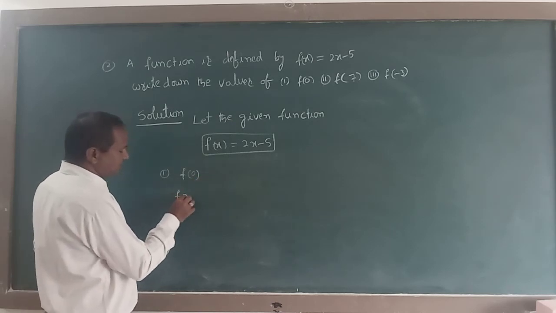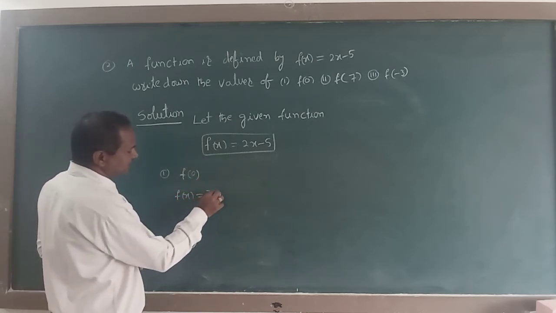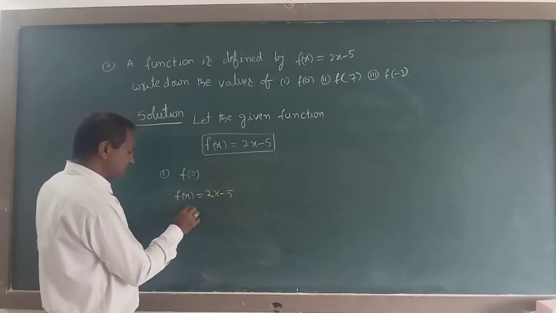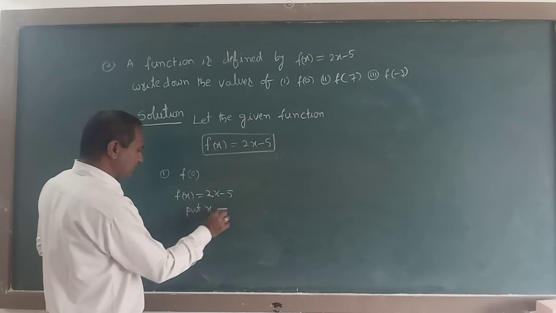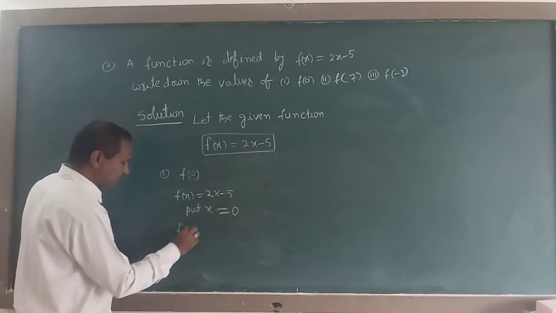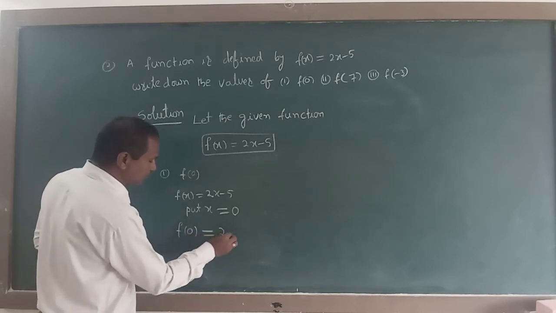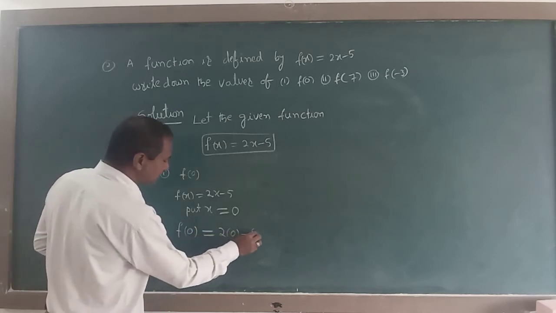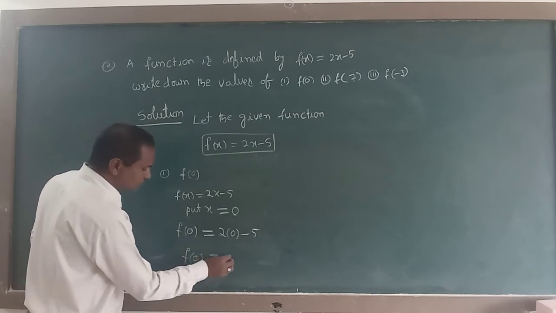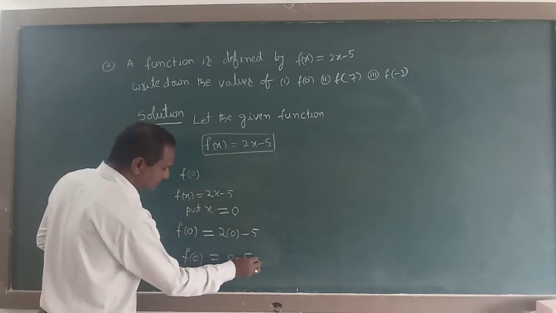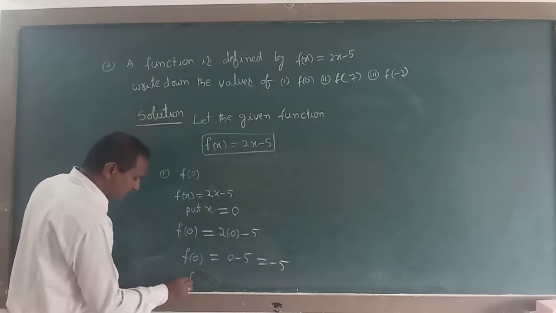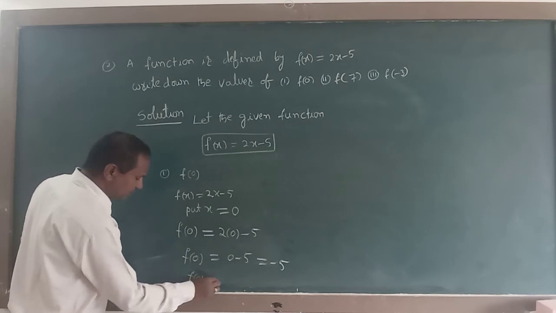Consider f of x equal to 2x minus 5. In this case, put x equal to 0. If we put x equal to 0, then f of 0 is equal to 2 into 0 minus 5. F of 0 is equal to 2 into 0, which is 0, minus 5, which is minus 5. Therefore, f of 0 is equal to minus 5.